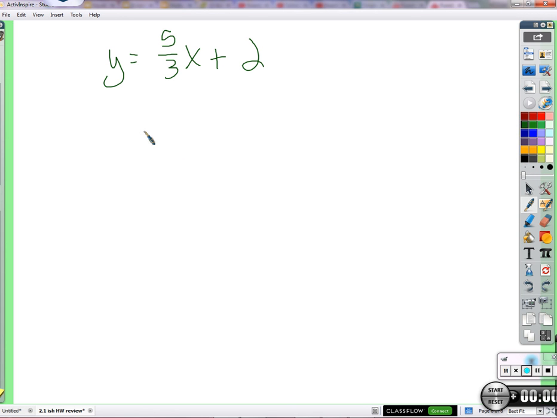Real quick, make up a story for this equation. Y equals 5/3 x plus 2. Make up a story for y equals 5/3 x plus 2. Clint? He gets 5/3 of a dollar every hour he works. Sure. Now that's a terrible job, but it's still a good story. It's 5/3 of a dollar an hour. Now hold on just a second. I don't want to get fractions of dollars. I want to get whole dollars.